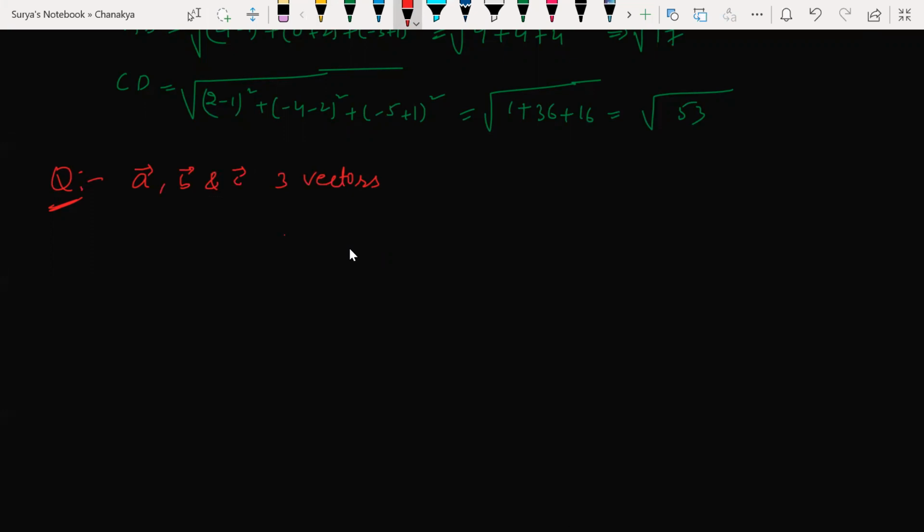This is for IP only, right? Yes, IP only. So vectors for CBSE students will be in class 12. For board students, I think it will be in class 12.